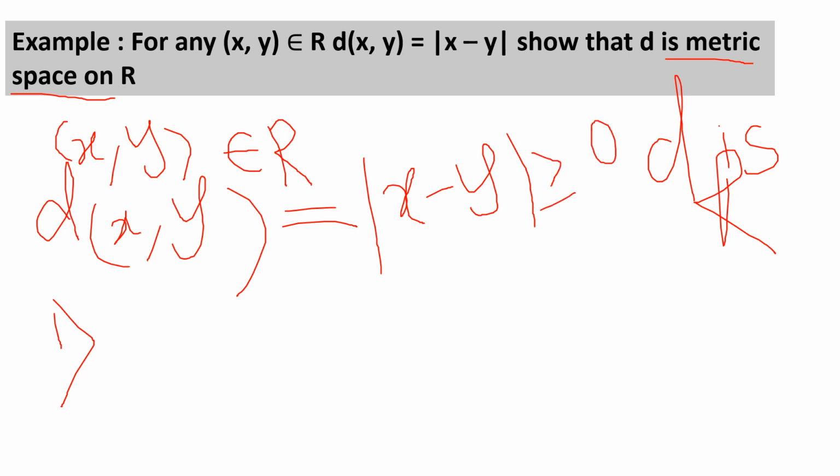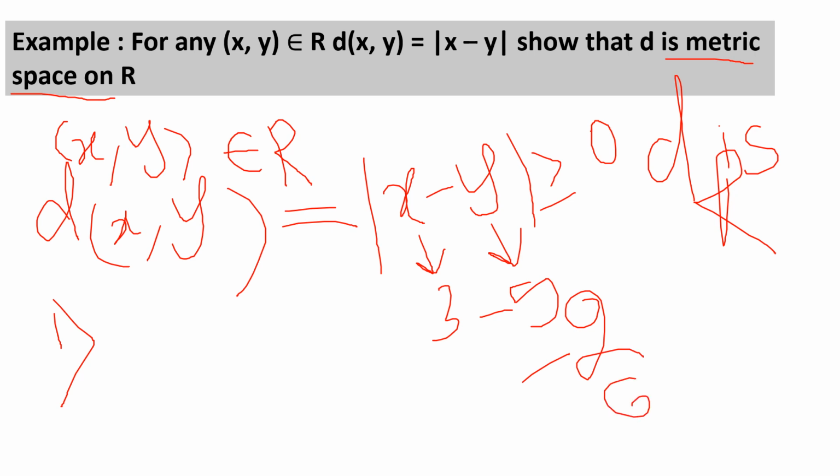For example, if you take x as 3 and y as 5, which is 3 minus 5, that is minus 2. We have mod, then it will become 2. 2 is always greater than or equal to 0. So the first condition is satisfied. Now we need to check the second condition.